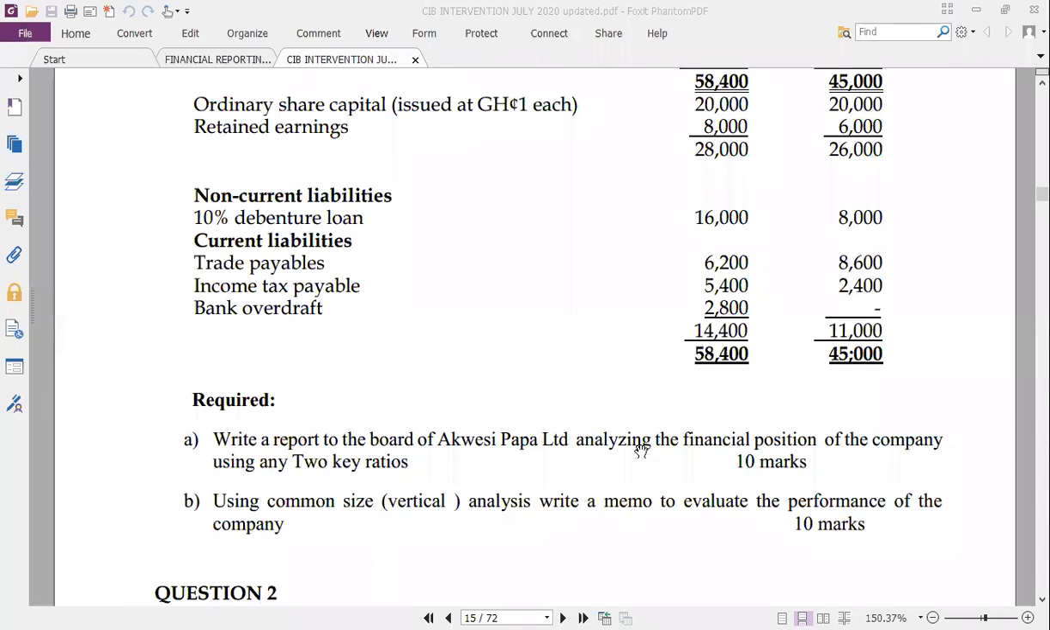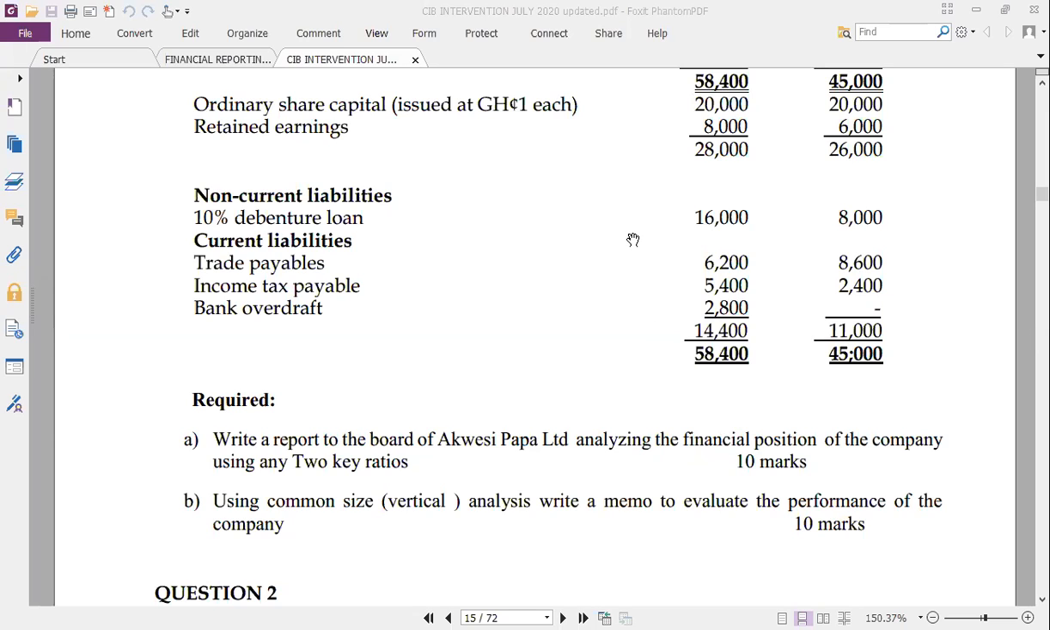Now, it said financial position. Financial position, you don't need profitability ratios. You don't need the other ratios. You don't need the market position ratios. For financial position, you need one, liquidity ratio, two, that of solvency, three, efficiency. Aside from these three, you can't use any other ratio to analyze the financial position. So the best two are liquidity and gearing or solvency. That's all.